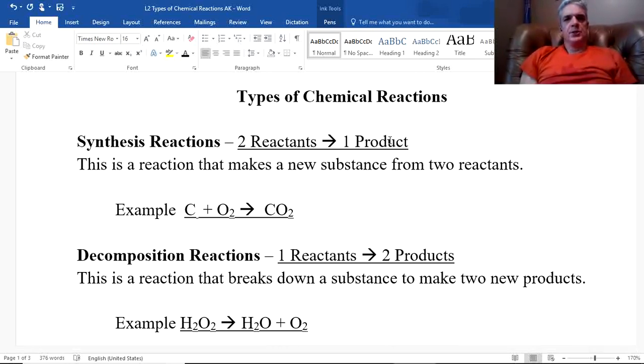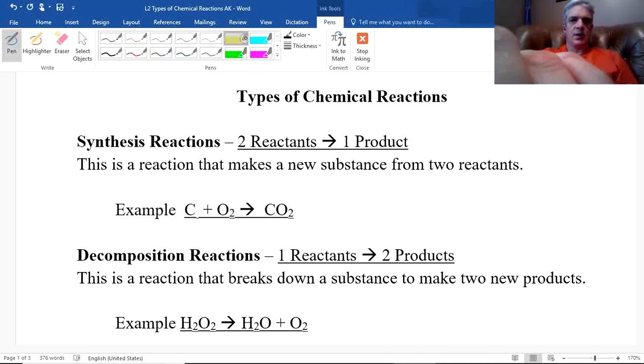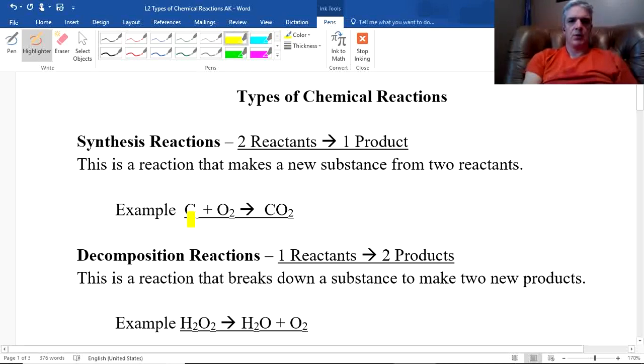So the first type of chemical reaction that we often see is something called a synthesis reaction. And in this particular chemical reaction, we take 2 reactants and we make 1 product, okay? And it's pretty straightforward. Anytime you have 2 reactants and 1 product, we will have what's known as a synthesis reaction. And the example that I'm showing is if we take carbon and we add oxygen, we can make carbon dioxide. And this is really a very simple chemical reaction. Carbon plus oxygen makes carbon dioxide.